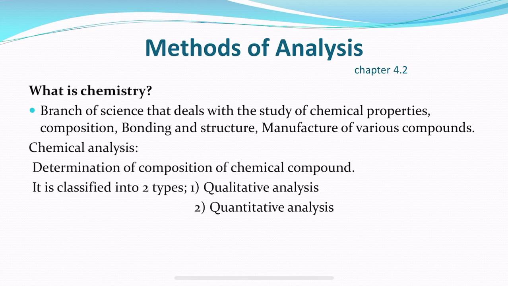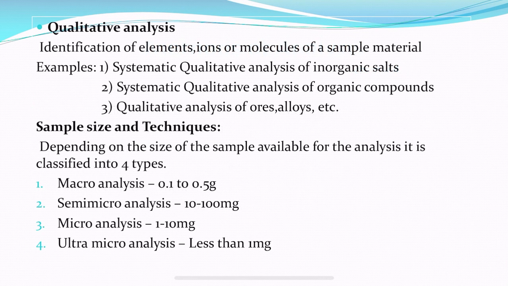Okay, so here if we observe the name, that is qualitative and quantitative, it gives us what exactly this analysis is about. A qualitative analysis is a branch of analytical chemistry which deals with the identification of elements or ions or molecules of a sample material.